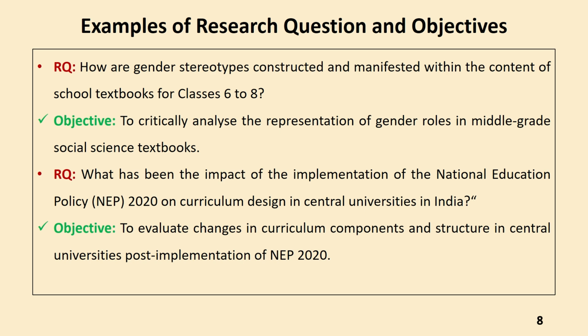You can see clearly that when you are making a research question, you can see what major key terms it contains and what kind of research inclination it has, and on the same ground the research objective is formed. For example, to critically analyze the representation of gender roles in middle grade social science textbooks.